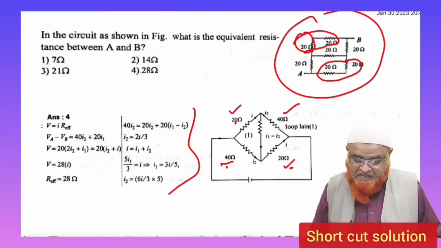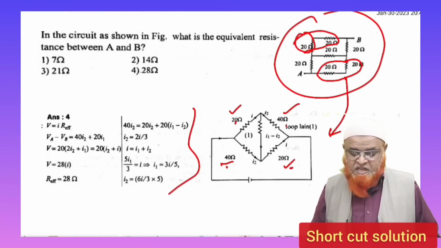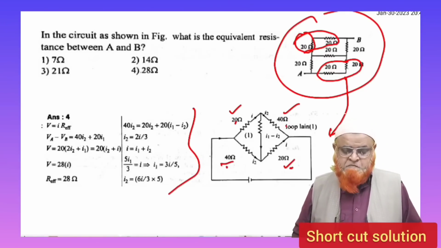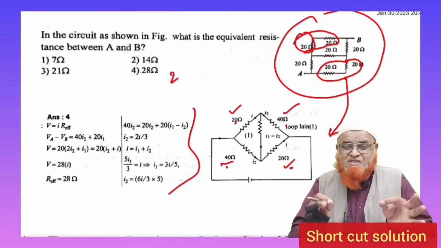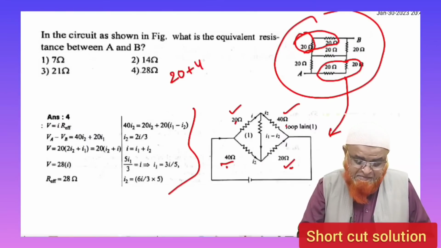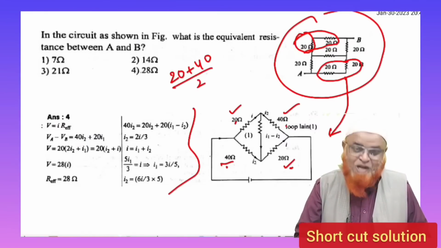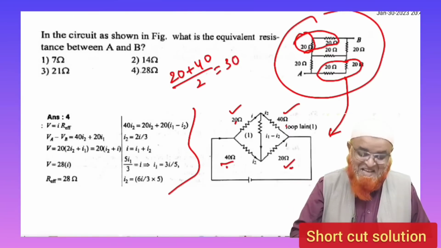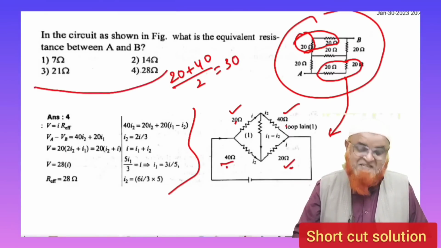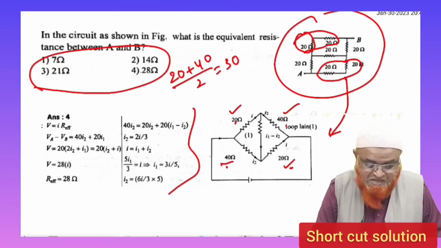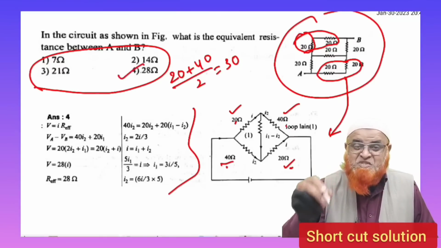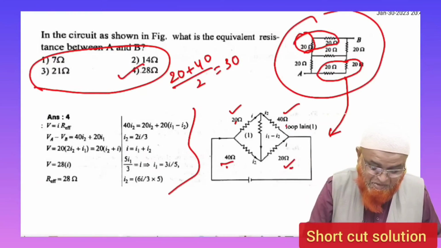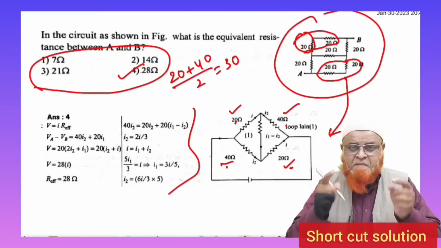So as this is 20 and this is 40 and this is 40 and this is 20, this is a modified circuit of the Wheatstone bridge given in the diagram here. Just take 20, add with 40 and divide by 2. What is the answer you are getting? You are getting 30, is it? Among the 4 options, select the option which is very close to 30. That is going to be your answer. Is it wonderful?